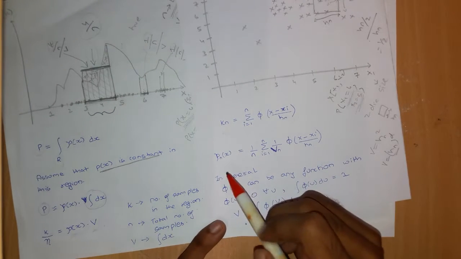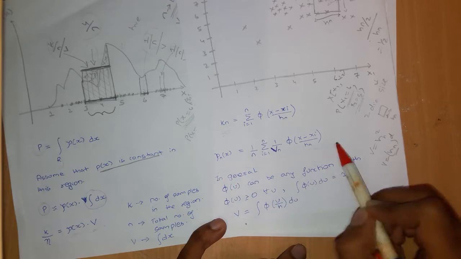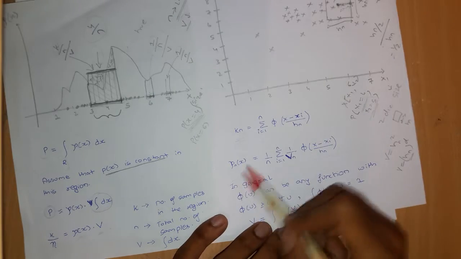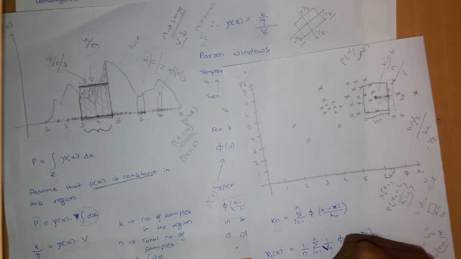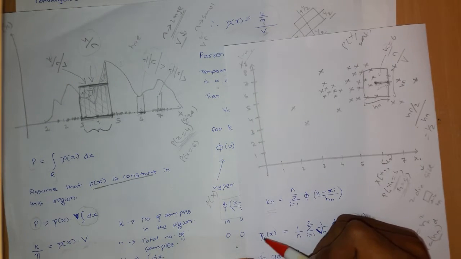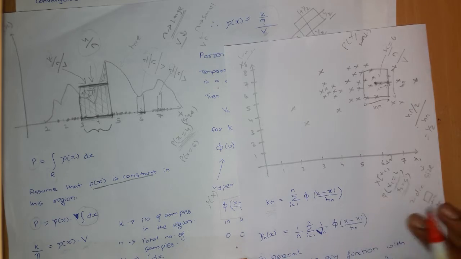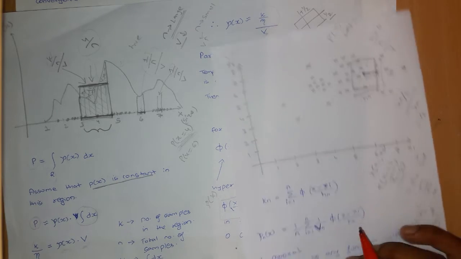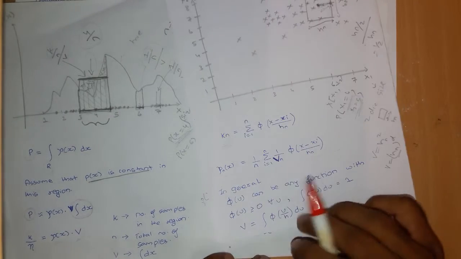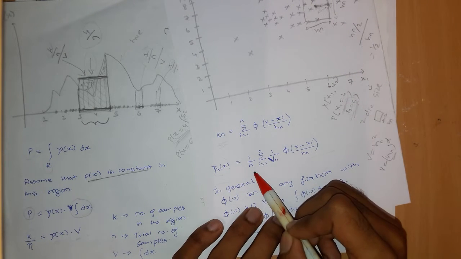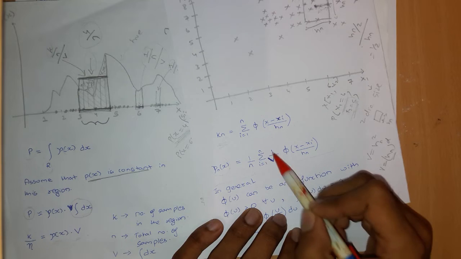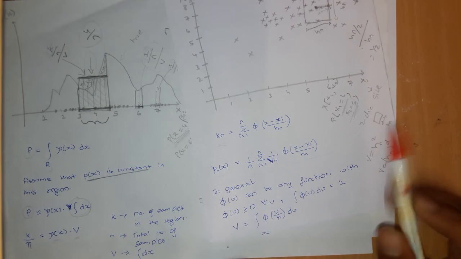Okay, so finally we have this formula for the probability. Here you can also see I have changed the notation. This has a small n over here, I'll talk about this in a minute. So we have now got the probability distribution Pn of x equal to 1 by n summation i equals 1 to n, 1 by Vn into phi of this.